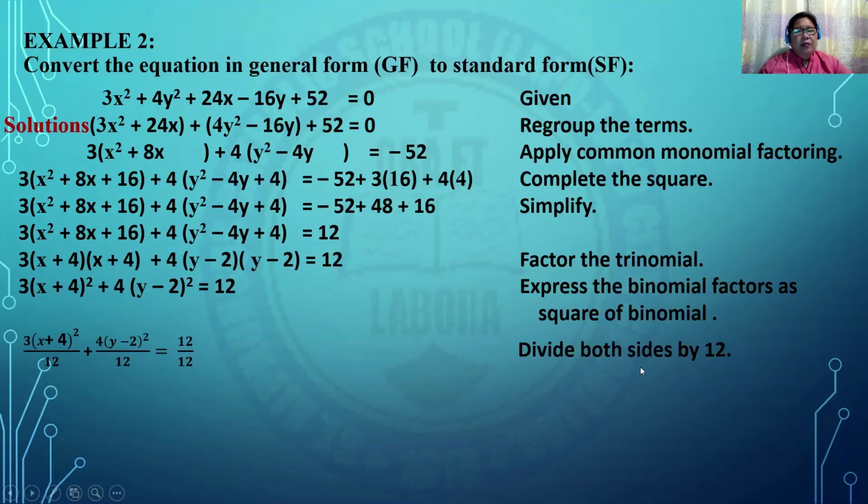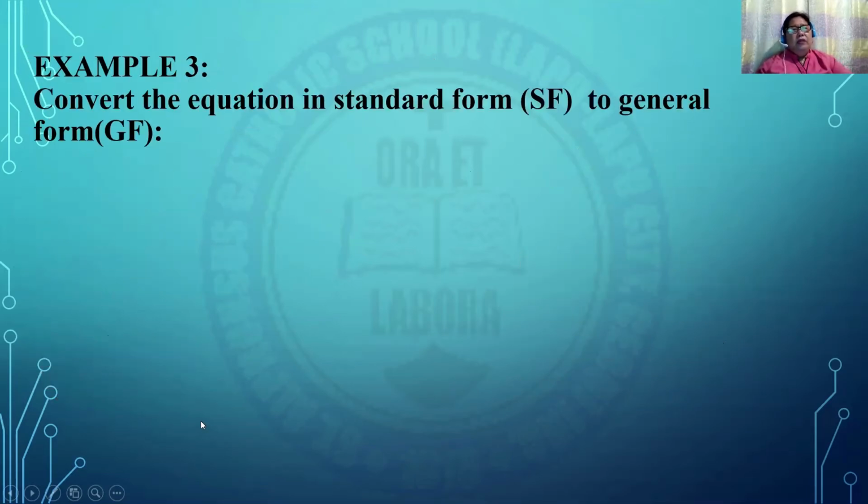And you have to divide both sides by 12. So 3 over 12 is 1 over 4. 4 over 12, you have 1 over 3. 12 divided by 12 is 1. Now after simplifying, the number here is already 1. And this is now the standard form of the ellipse where the center is (h, k). The square of x plus 4 over 4 plus the square of y minus 2 over 3 is equal to 1.